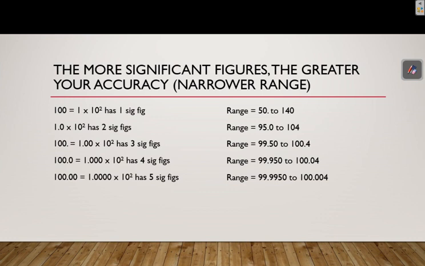You can see that range gets narrower and narrower and narrower, and it kind of looks like what you see on the side of a hand sanitizer bottle. It says kills 99.999% of whatever, and really that's what we're talking about here, is that range, when we have however many significant figures, tells us our accuracy.